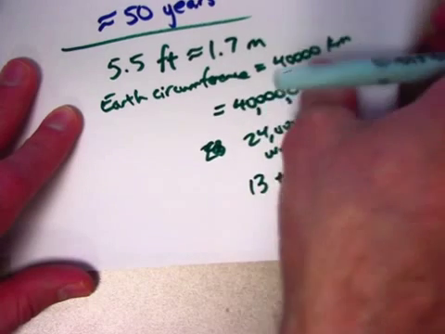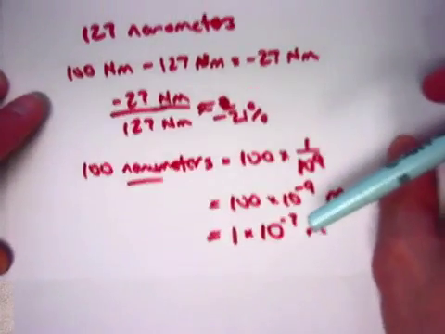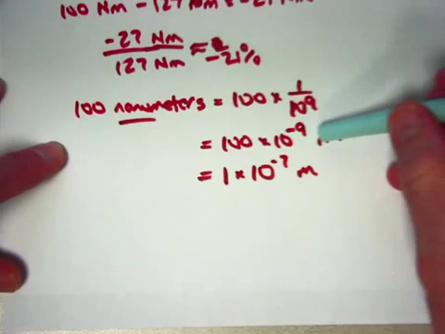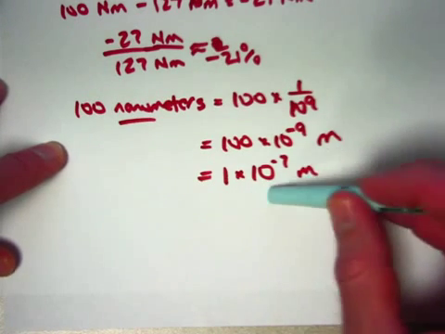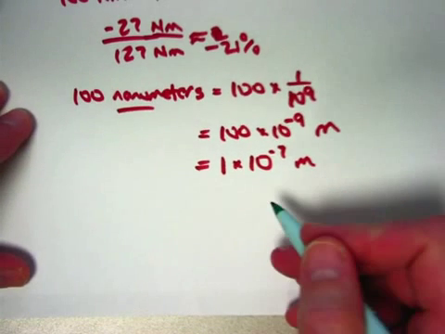We could do a similar perspective thing with the virus. A typical virus has a diameter of 100 nanometers. That turns out to be 100 times 10 to the negative 9th meters, or in ordinary scientific notation, 1 times 10 to the negative 7th meters. How could you put this number in perspective?